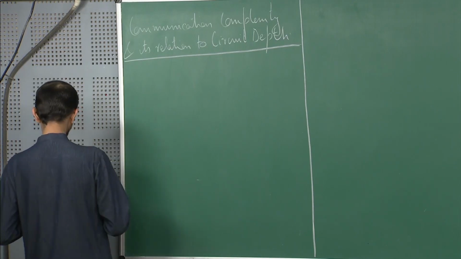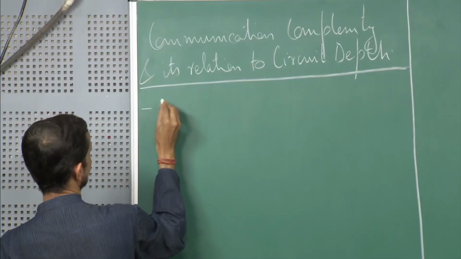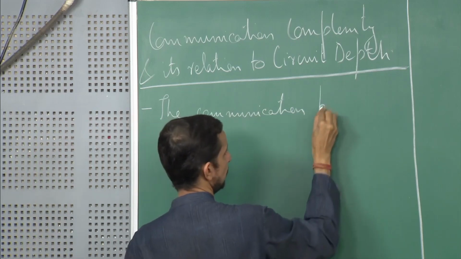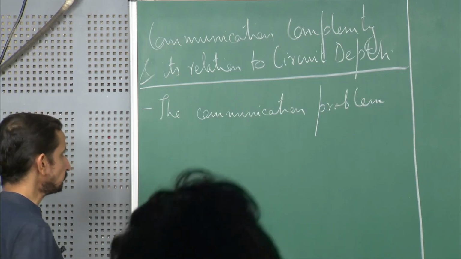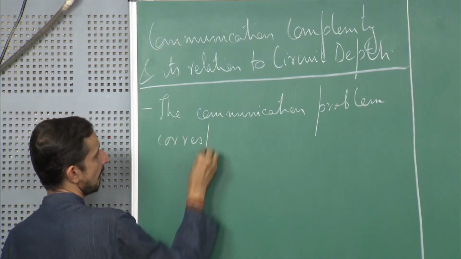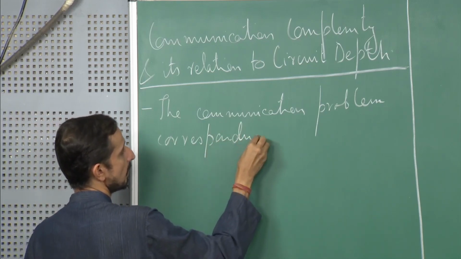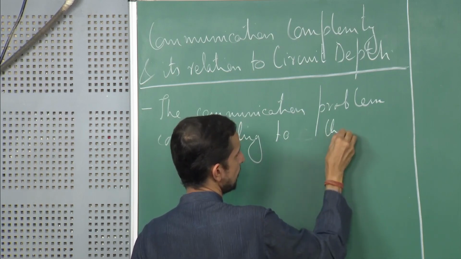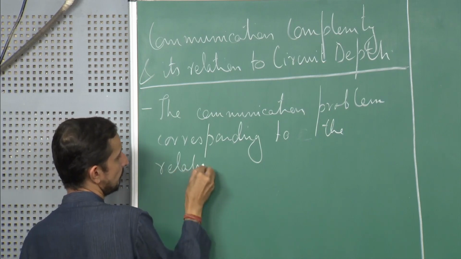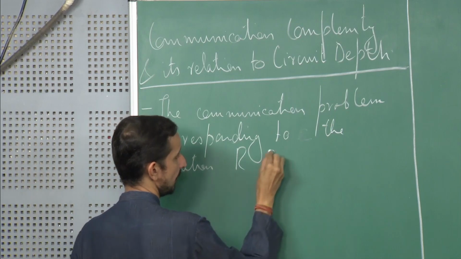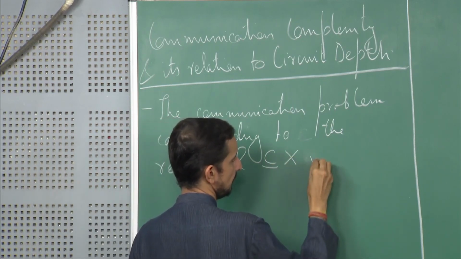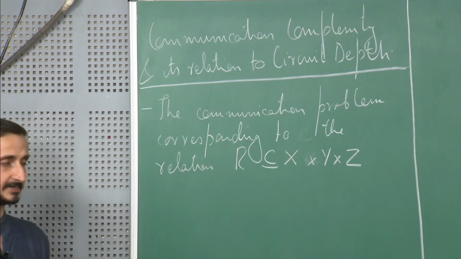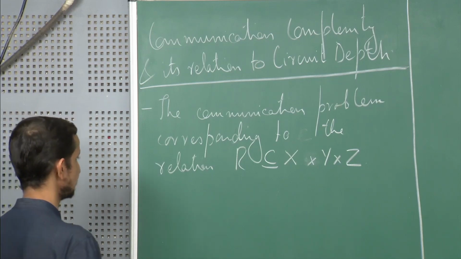So the communication problem corresponding to a relation R, let's say it's a relation over X cross Y cross Z. Suppose we have a relation over three sets X, Y and Z. So the corresponding communication problem is defined as follows.